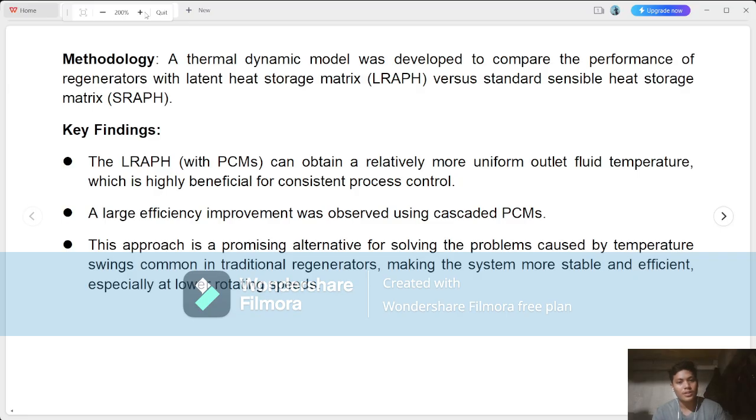Key findings: the latent heat regenerator can obtain a relatively more uniform outlet fluid temperature, which is highly beneficial for consistent temperature control. A large efficiency improvement was observed using cascaded PCMs. This approach is a promising alternative for solving the problem caused by temperature swing common in regenerative heat exchangers, making the system more stable and efficient, especially at lower rotation speeds.